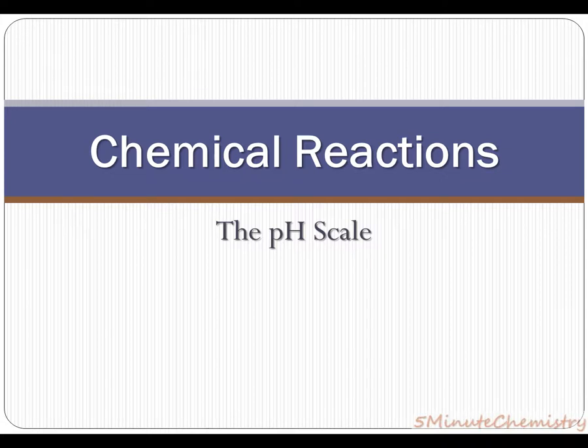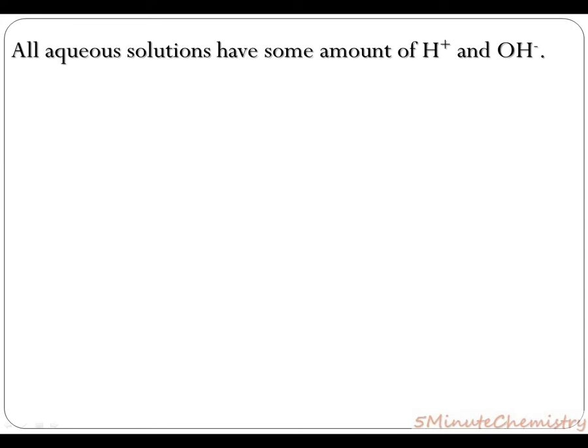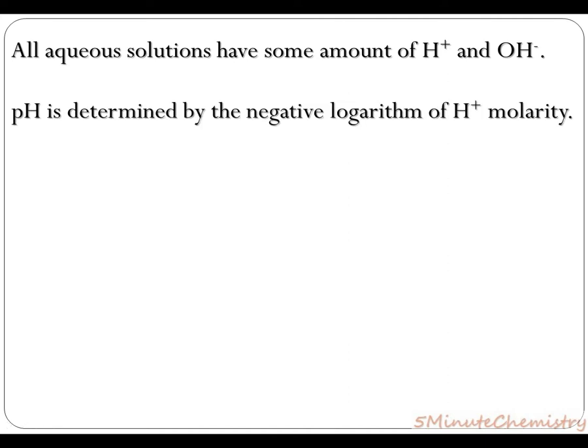Now we're going to start talking about the pH scale. So continuing our discussion of chemical reactions, specifically acids and bases. First thing to be aware of is that all aqueous, or all water-based, solutions are going to have some amount of hydrogen and hydroxide ions present. Now the concentrations of these are typically very, very small, and one way that we can describe their concentrations is with this pH scale.